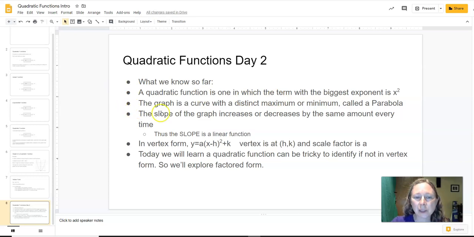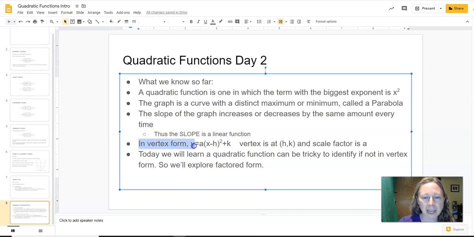We learned that the slope of the graph increases or decreases by the same amount every time, and so the slope is a linear function. And then we also learned about vertex form, in which the quadratic function looks like this. And if the quadratic function looks like that, the vertex will be at the point h comma k, and a is kind of a scale factor that tells you how wide or skinny or what direction the parabola opens.